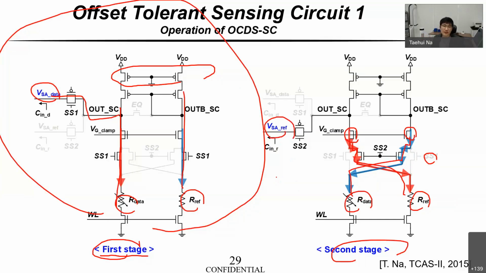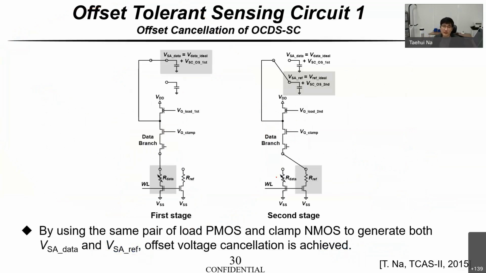What is the advantage of this circuit? Number one is offset cancellation. Because the data voltage and the reference voltage are generated using the same node, offset can effectively be compensated. Offset can be cancelled.